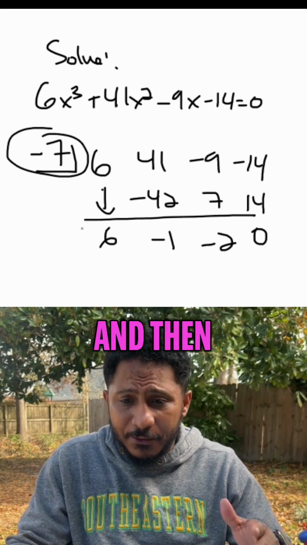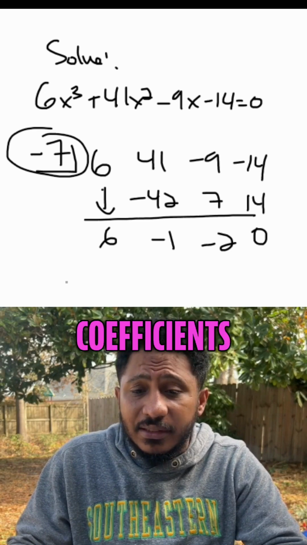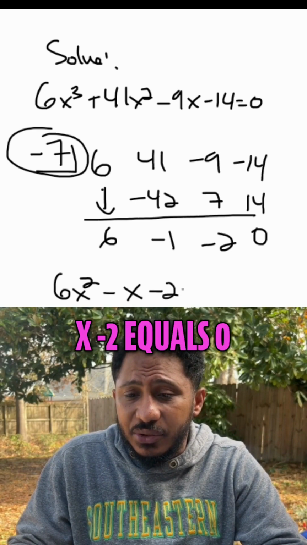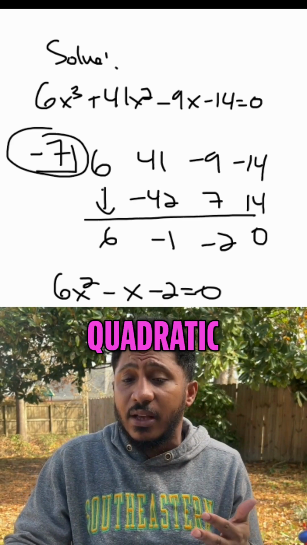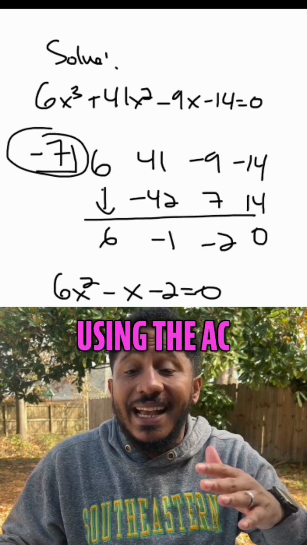And then to find the other solutions, we use the rest of the coefficients, meaning 6x squared minus 1x minus 2 equals 0. Now it's a lot easier equation to solve because it's a quadratic. We could use the quadratic formula, completing the square, or we could try factoring using the AC method.